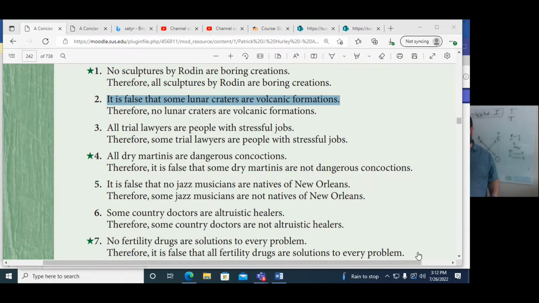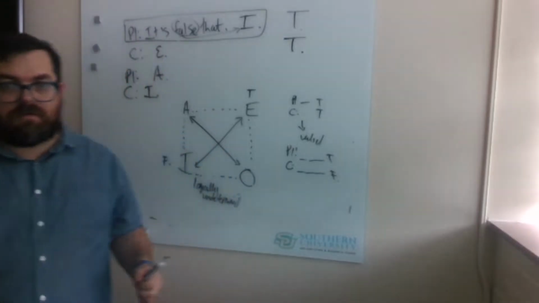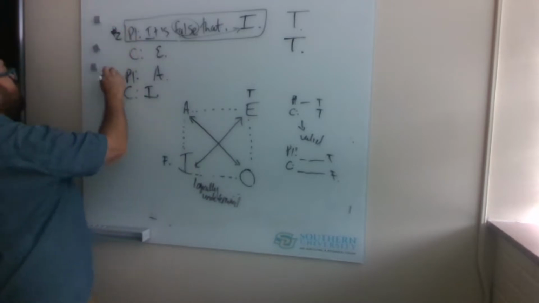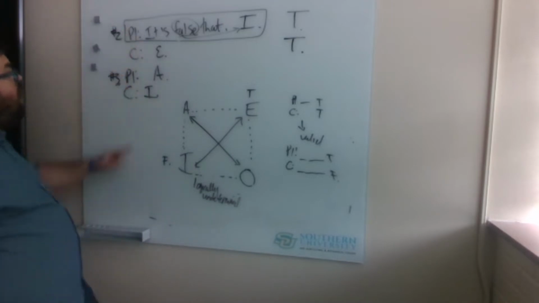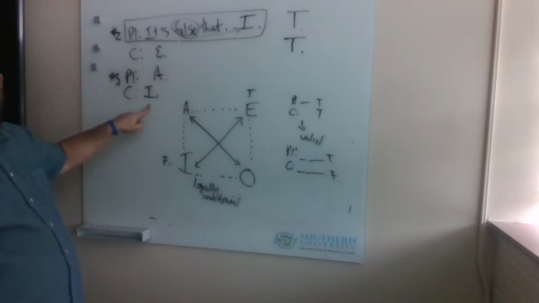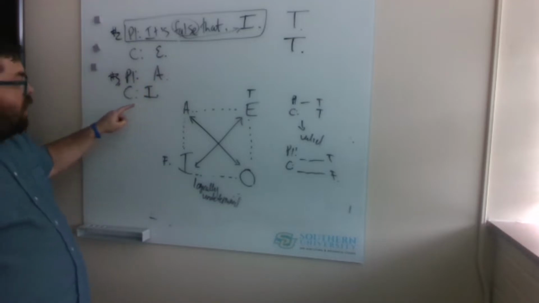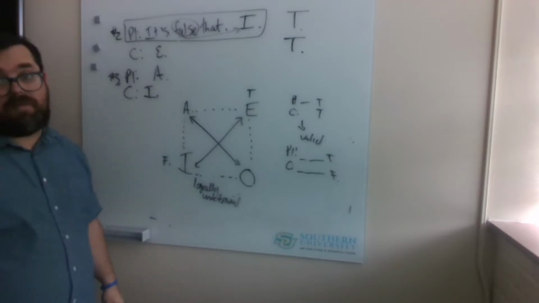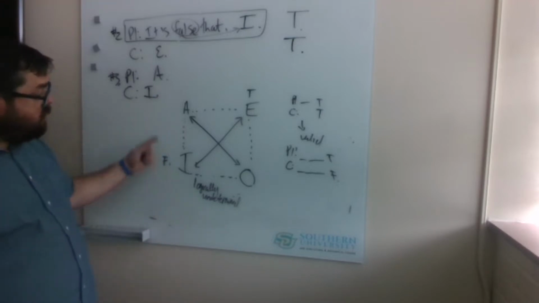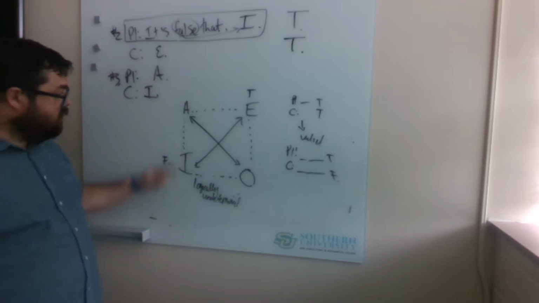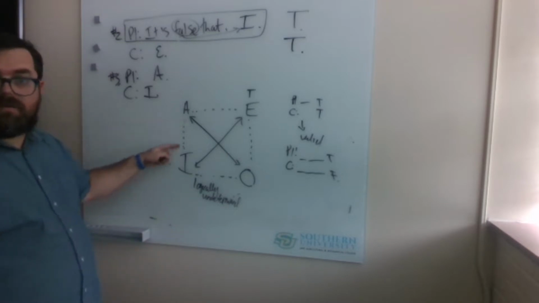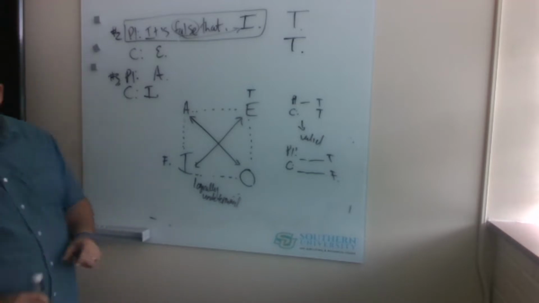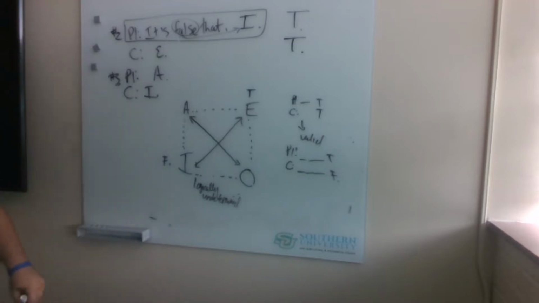All right, I'll stop sharing. Now, this is number 2. This is number 3. I have an A proposition and an I proposition. Do the A and the I stand in a contradictory relationship with each other? No, absolutely not. So again, we're crossing the dotted line. That's logically undetermined.